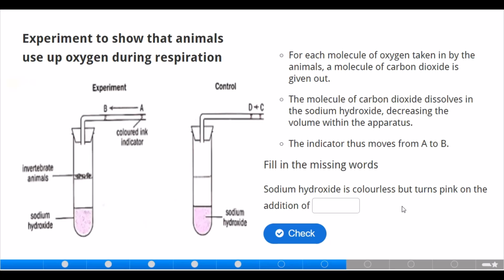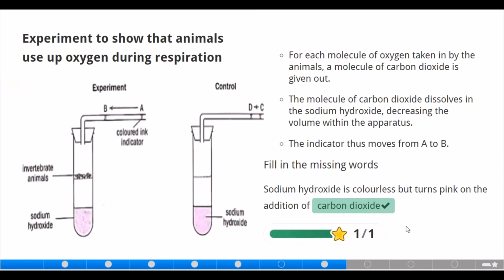There's a question here that says sodium hydroxide is colorless but turns pink on the addition of what? On the addition of carbon dioxide solution. But since the sodium hydroxide is already in solution, the addition of carbon dioxide automatically turns it pink.